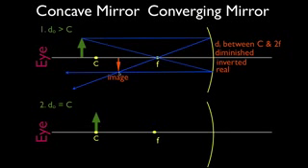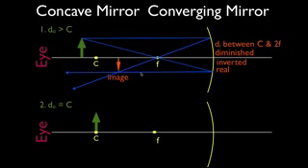Okay, so before we go on, let's just review this. We drew two rays. Parallel was the first one, F. I like to call the first one parallel F because it goes in parallel, comes out through F. Then the second one goes in through F and then comes out parallel. So they're opposites of each other.